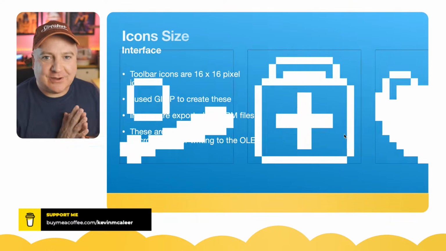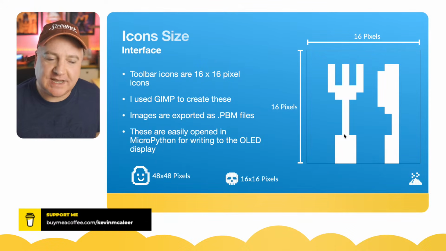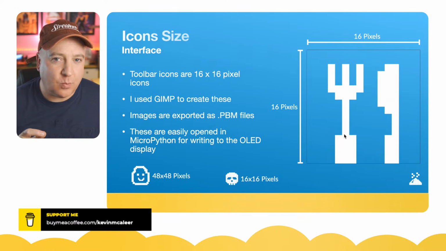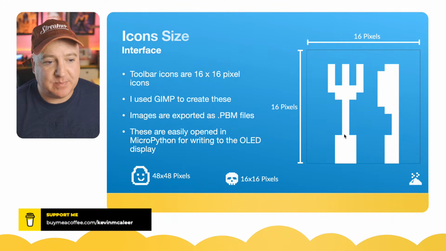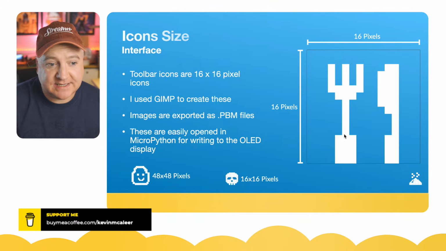Cool. Okay, so let's get over to some icons. So I've chosen 2 sizes of icon for this project. The most common one I've used is 16 pixels by 16 pixels. So it's just 8 bytes. So the toolbar icons are 16 by 16.